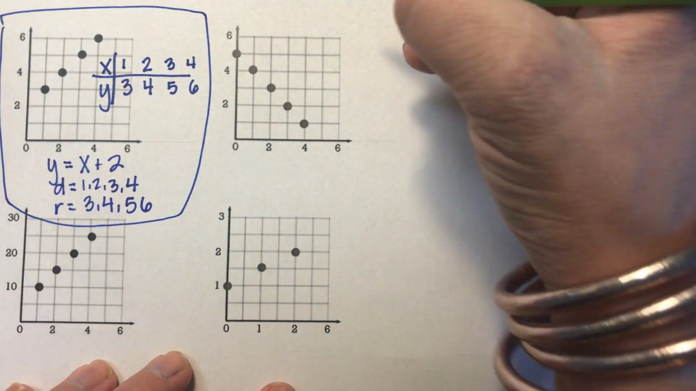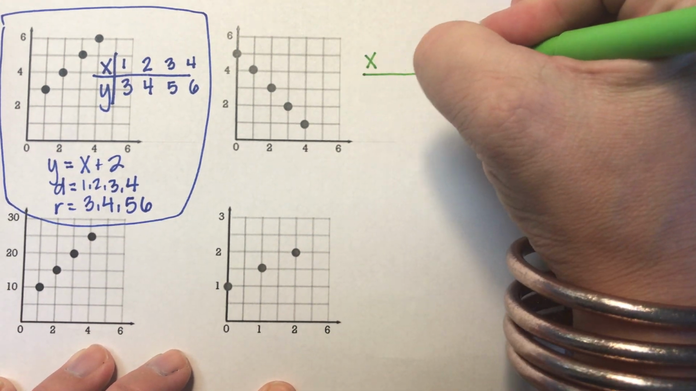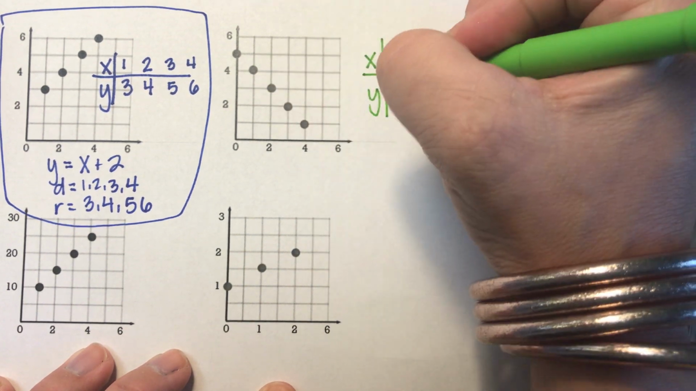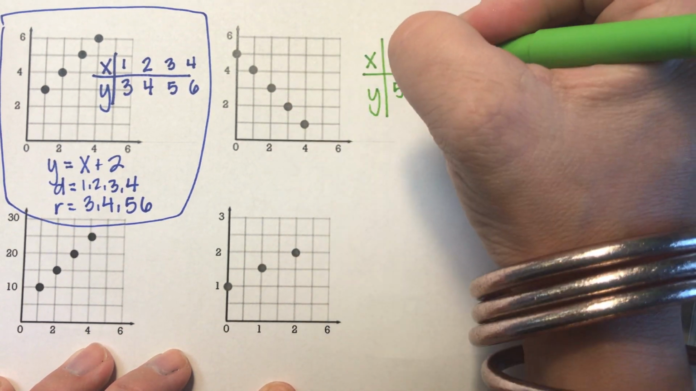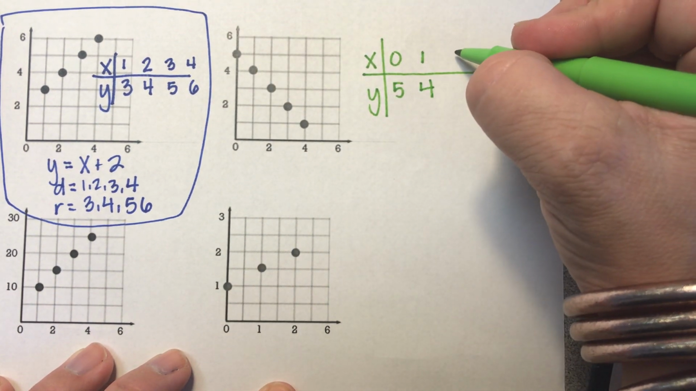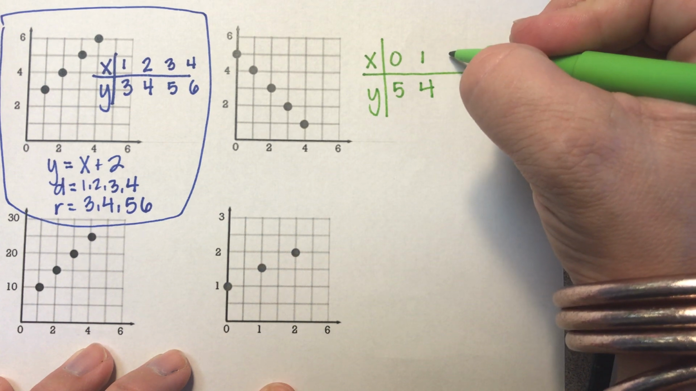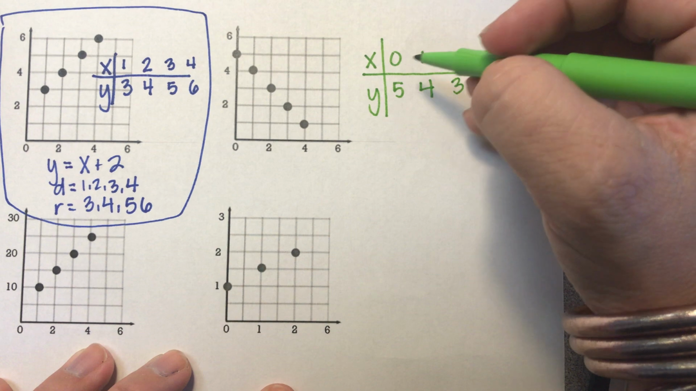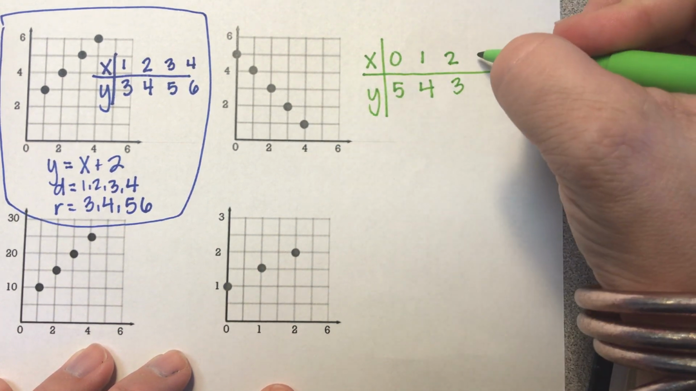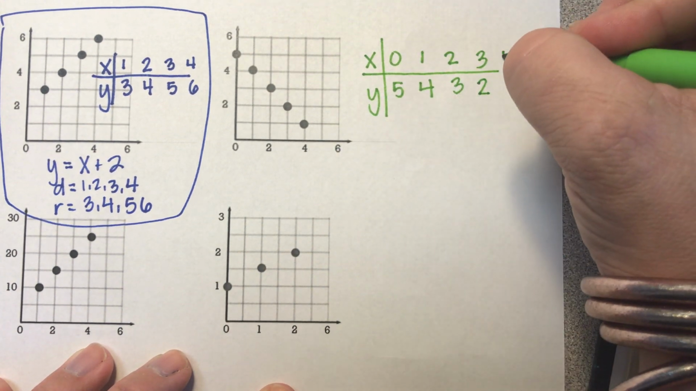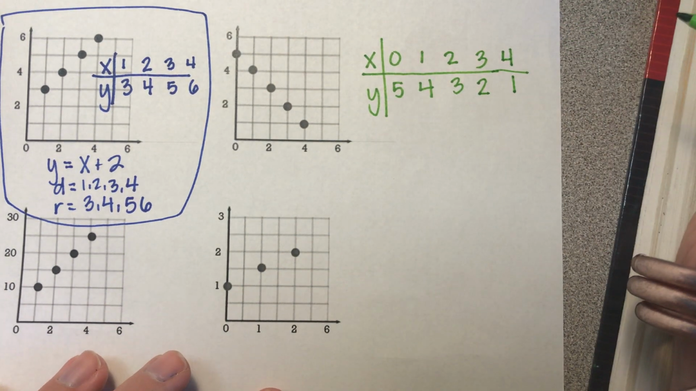Okay, so let's look at the one next to it. I'm going to make my table of x and y. So here, when x was 0, y was 5. When x was 1, y was 4. When x was 2, y was 3. And when x was 3, y was 2. And when x was 4, y was 1.